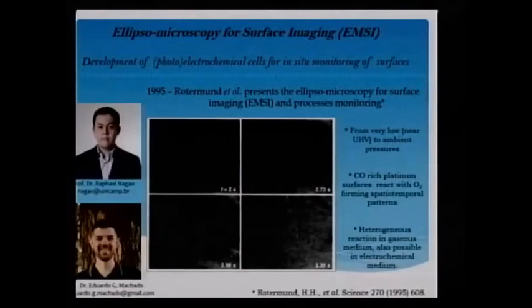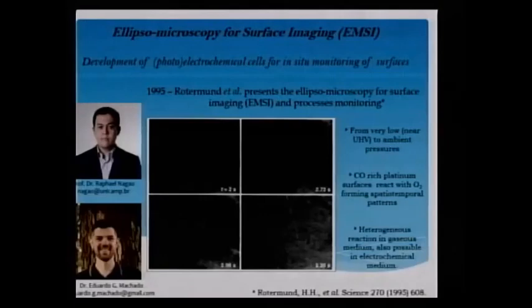Then the contribution of Rafael Nagao. Maybe we need to turn off the light. So Rafael and Eduardo, maybe some of you know them. This is ellipso microscopy for surface imaging. It is a technique developed by Rotermund when he was working with Professor Ertl in Germany. If I'm not wrong, a similar picture was presented by Professor Ertl in his talk when he received the Nobel Prize. Eduardo went to work with Rotermund, who is now in Canada, and so he's probably the only person in Brazil that knows how to work with this technique.